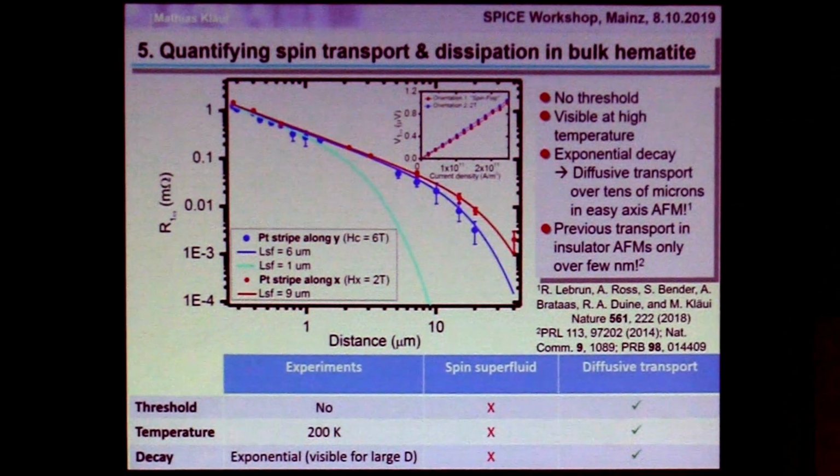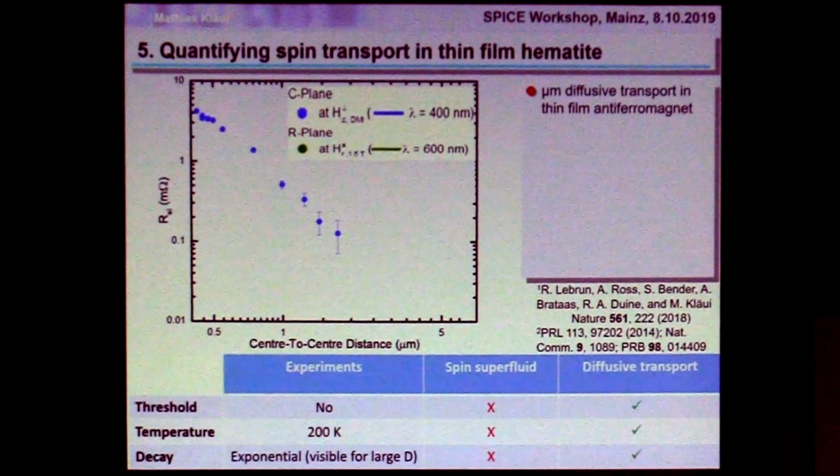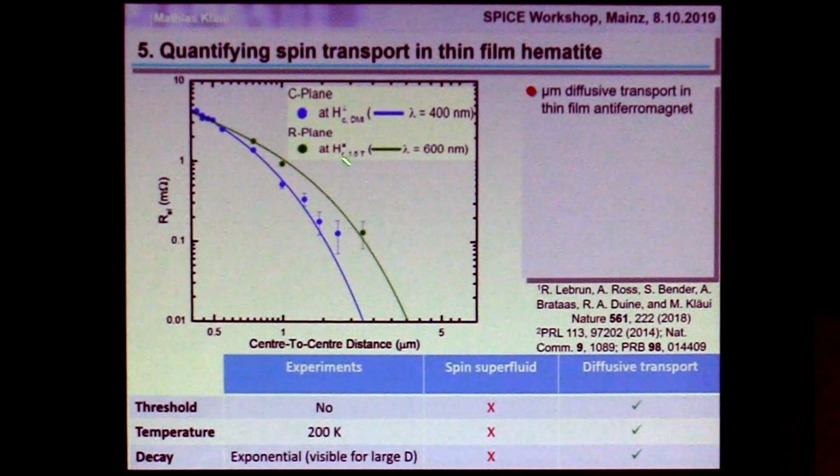So let's look at different types of hematite, different thin films, and see how this decay of the spin current transport depends on the thickness and on the type of hematite. Here we have C-plane and R-plane, just two cuts of the same material. And we actually see a sizable difference in the exponential decay, showing that the cut is already important to determine how far the magnons propagate.